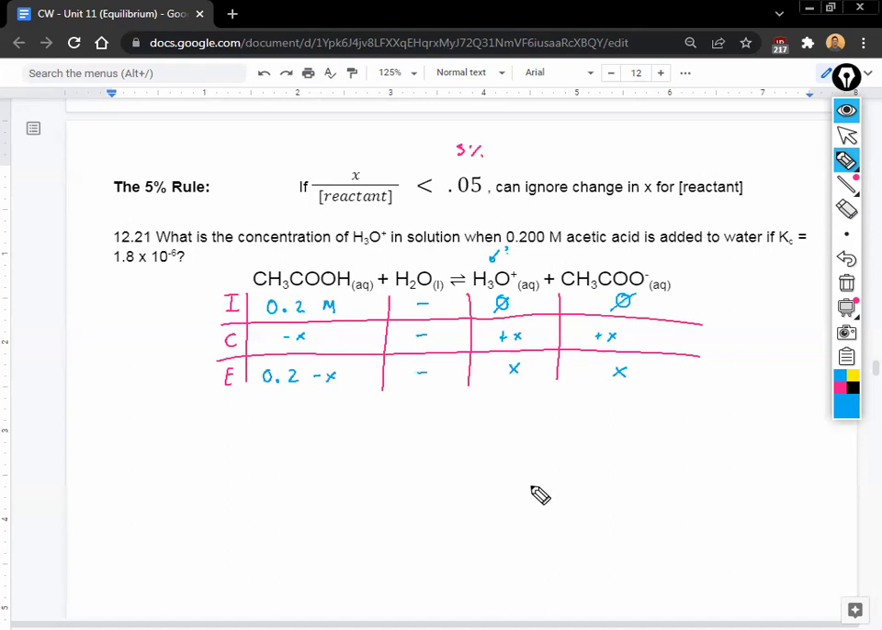Now, I did tell you guys that I'm going to show you how to use the 5% rule, which means that in this problem, we're not going to have to do a quadratic. So what we're going to do to see if the 5% rule works is we are going to assume for a second that x is really small, for this box, for the change.